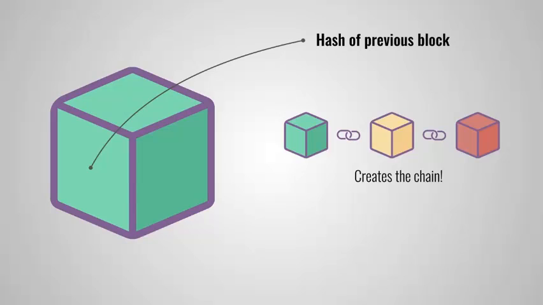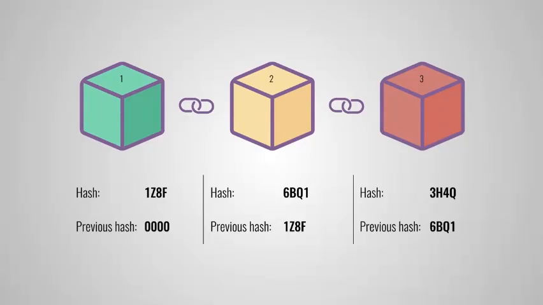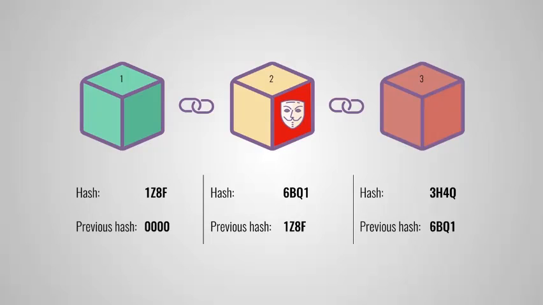So let's take an example. Here we have a chain of 3 blocks. As you can see, each block has a hash and the hash of the previous block. So block number 3 points to block number 2, and block number 2 points to block number 1. Now the first block is a bit special. It cannot point to a previous block because it is the first one. We call this block the Genesis block. Changing a single block's data will make all the following blocks invalid.